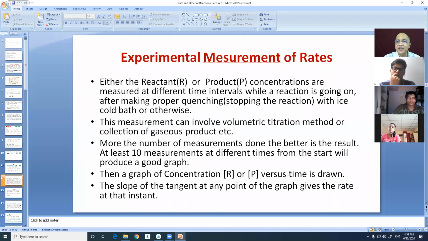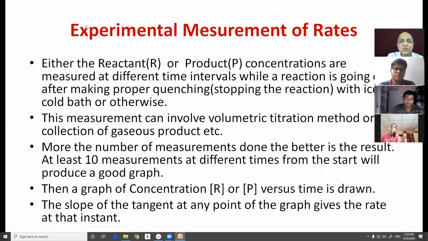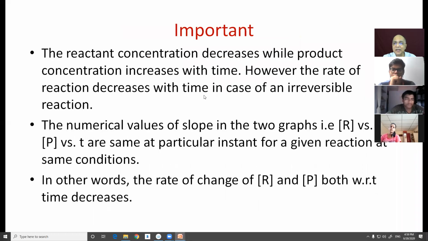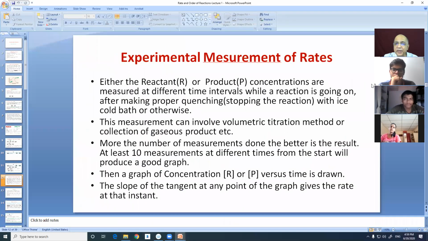Then we proceed. I have already told you, you need not write, just lend your patient ears to me. You can write down at your home from the handout that I shall give you today after I make my video public. You will study how experimentally we determine the rate. I have already told you that you have to make a graph.